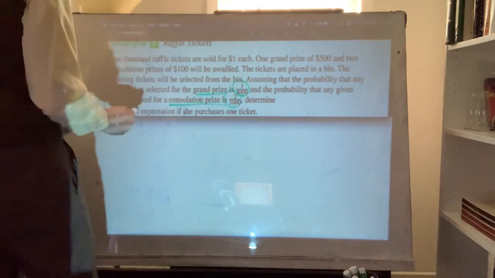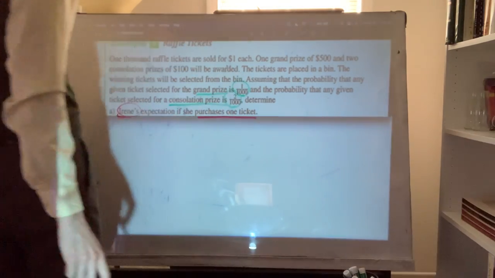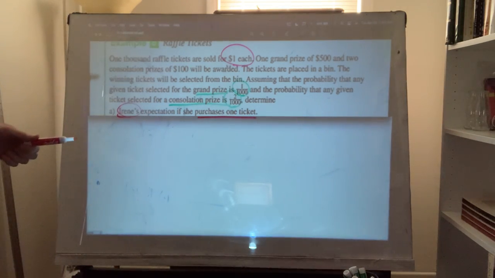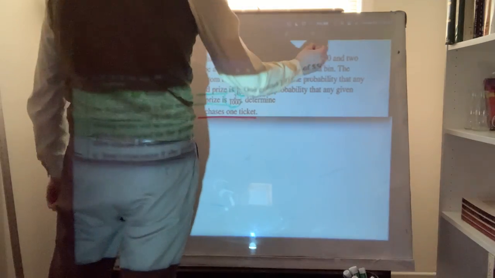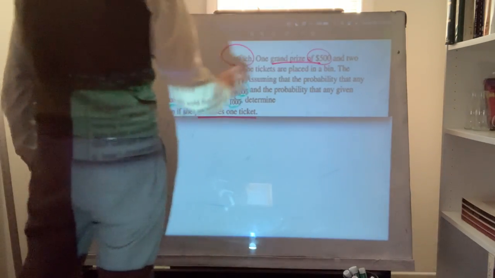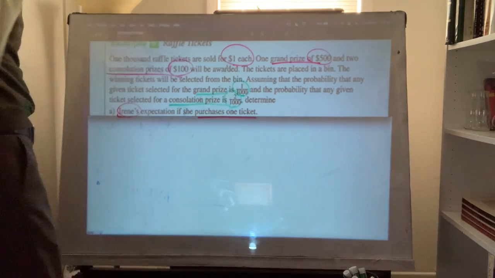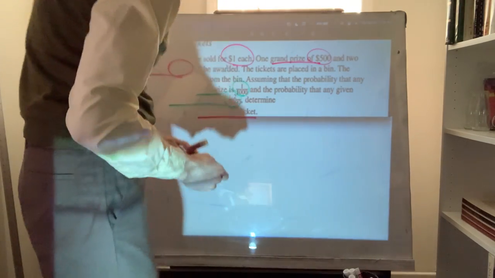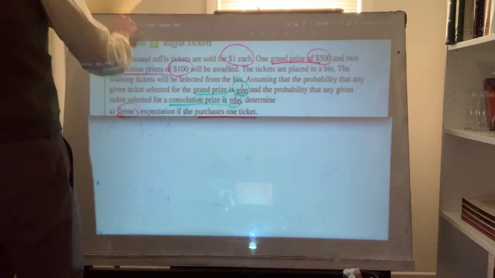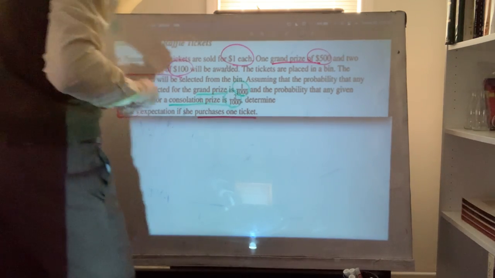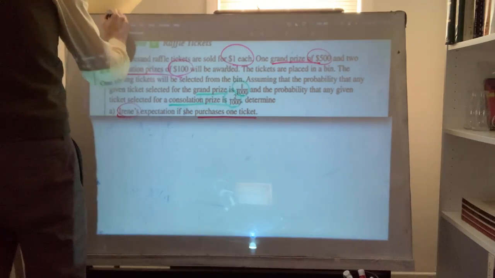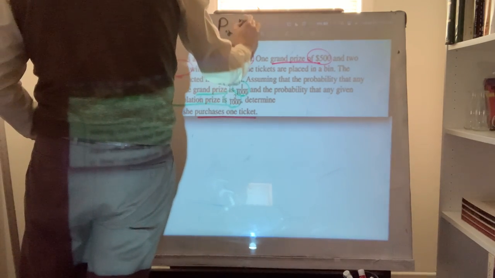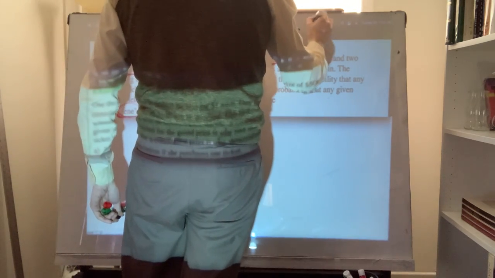So this person, Irene, purchases one ticket, and the tickets are each $1. And this is the grand prize value. And this is the consolation prize values, 100 each. Here's our formula. E is equal to P1, A1, minus P2, A2, and then maybe another one.